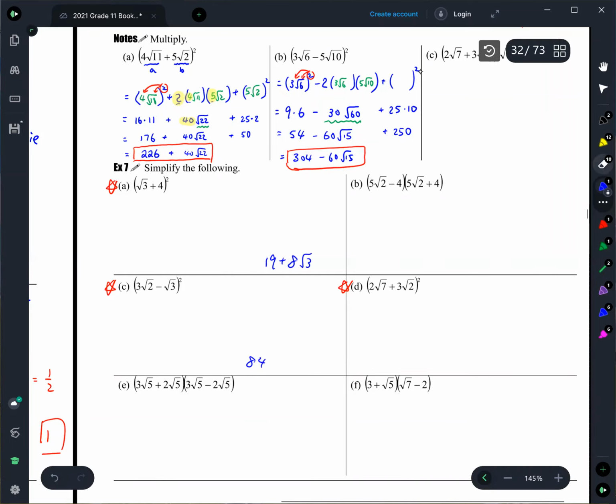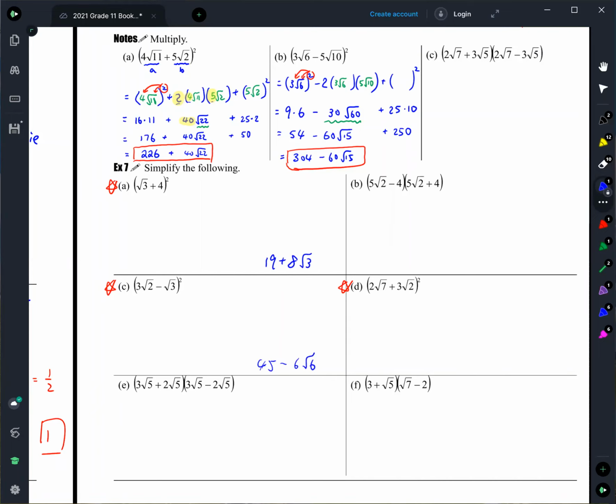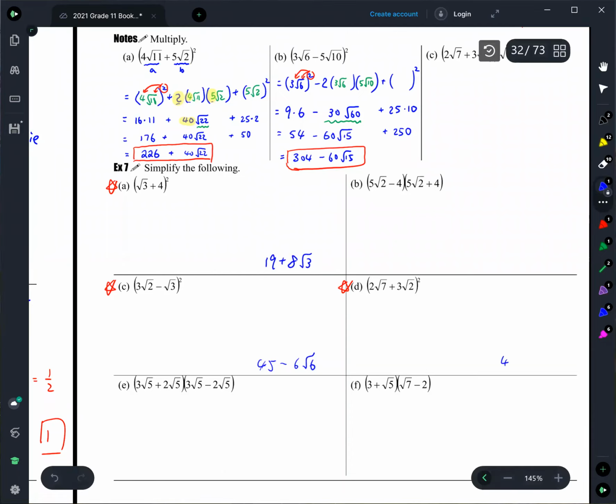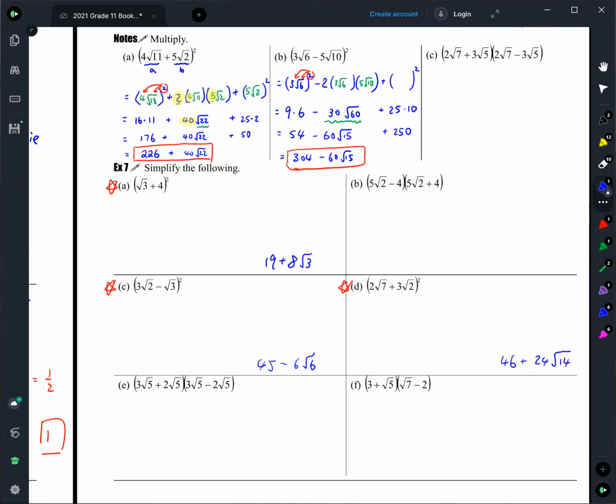Oh, it's 45 minus 6 square root 6. 45 minus 6 square root 6, okay? Thank you. And question D, Jenny? I got 46 plus 24 square root of 14. And Wilson, do you have anything that's different? One second, let me see.